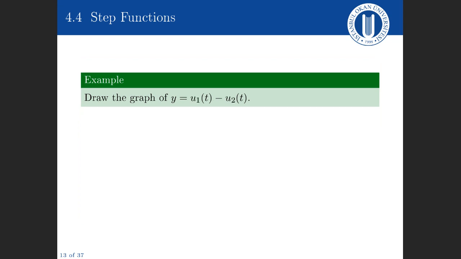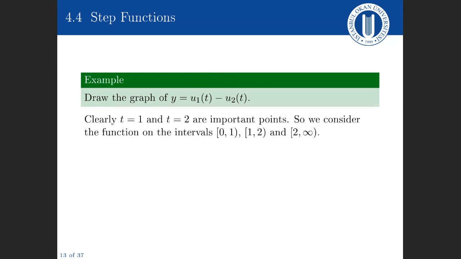Draw the graph of y is equal to u_1(t) minus u_2(t). Now it's 2 step functions combined. Clearly t equal to 1 and t equal to 2 are going to be important points because we have a 1 just here and we have a 2 just here. So we're going to split our domain into 3 smaller sub-intervals. We're going to be looking at the function between 0 and 1, to see what happens between 1 and 2, and then what happens between 2 and infinity.